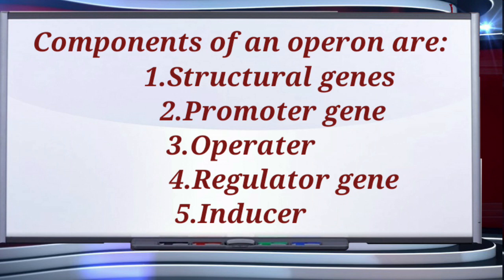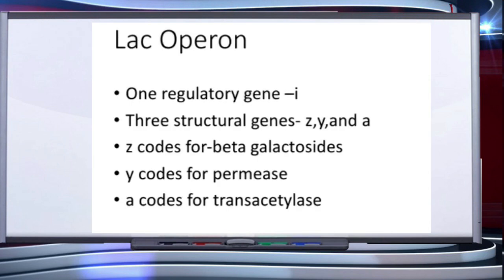The next component is regulator gene. Codes for the repressor protein that binds to the operator and suppresses its activity. Hence, transcription does not occur. The last component is inducer. Prevents the repressor from binding to the operator. Due to this, transcription is switched on. It may be any metabolite or hormone.